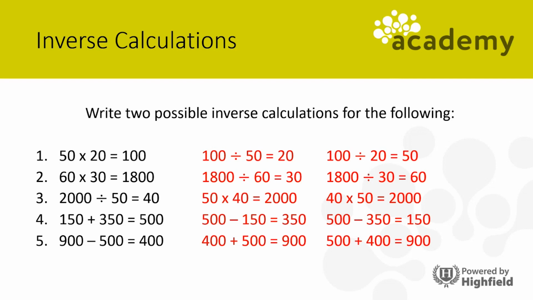Calculation 4, 150 plus 350 equals 500. Could be 500 minus 150 equals 350, or 500 minus 350 equals 150. 5 would be 900 minus 500 equals 400, and the inverse calculations could be 400 plus 500 equals 900, or 500 plus 400 equals 900.